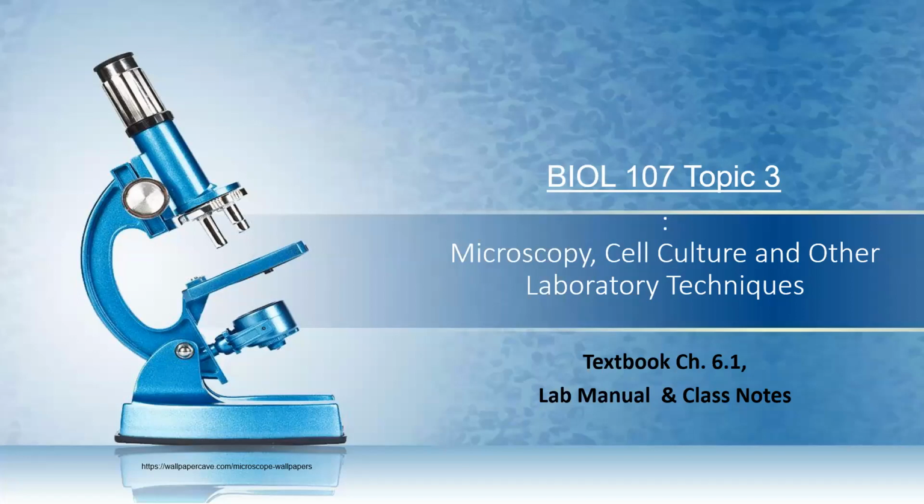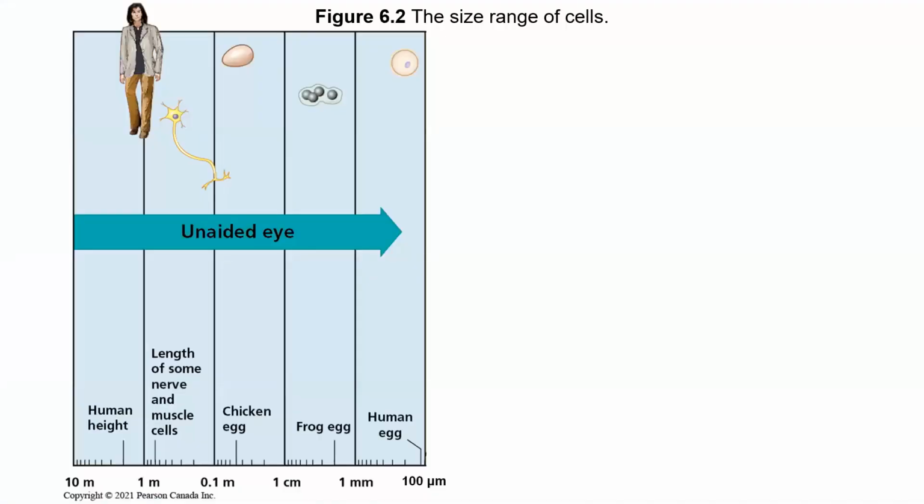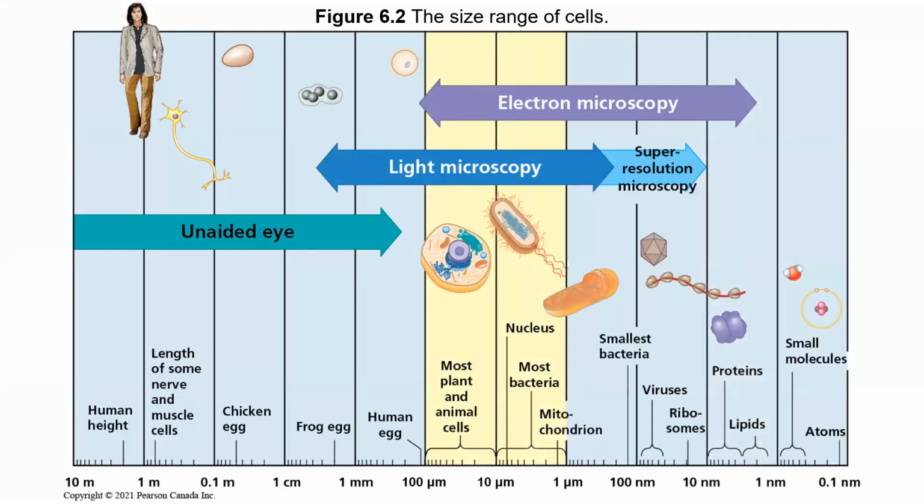Okay, so let's talk about topic 3. We're going to talk about microscopy today, and that will take most of the lecture. We'll get to some of these other things next week. We've had a little bit of an introduction to microscopy in the lab, and I showed you a picture similar to this at the beginning, maybe in our first lecture. What this is showing is that we can see quite a few things with our human eye, but there are so many things that we cannot see with our eyeballs.